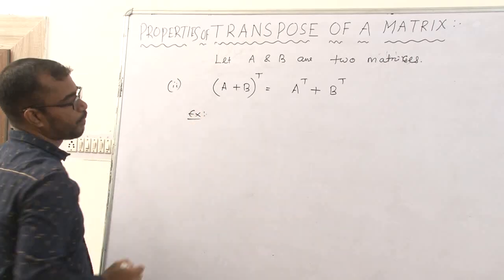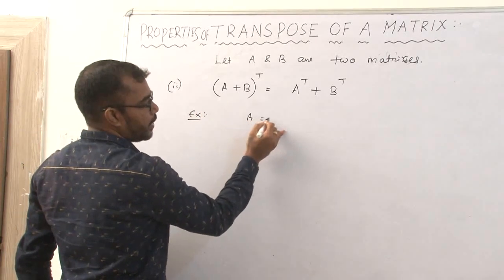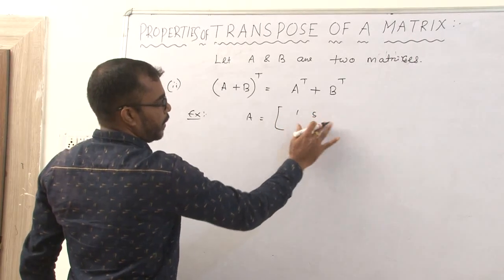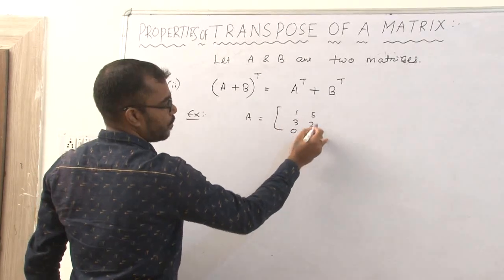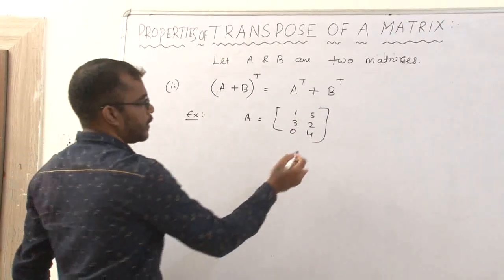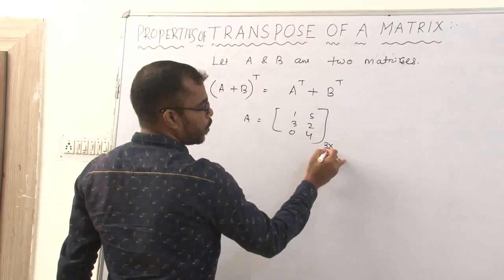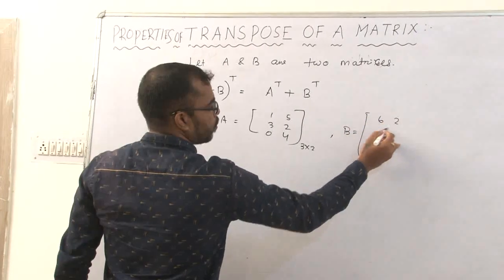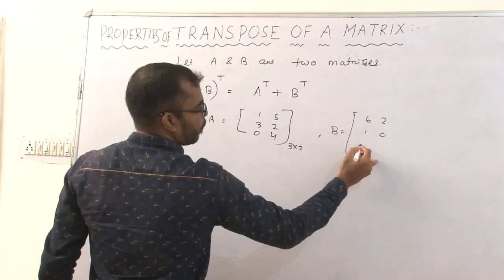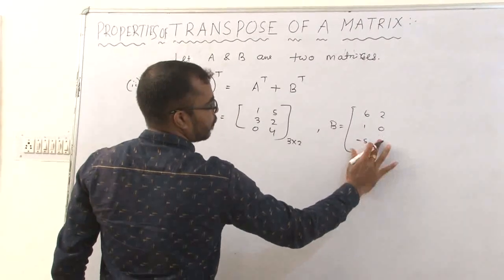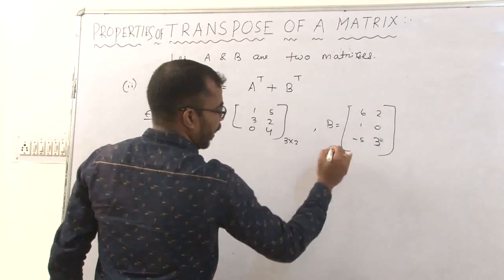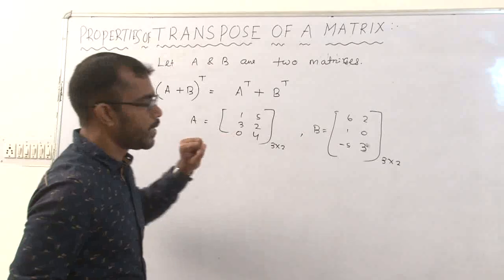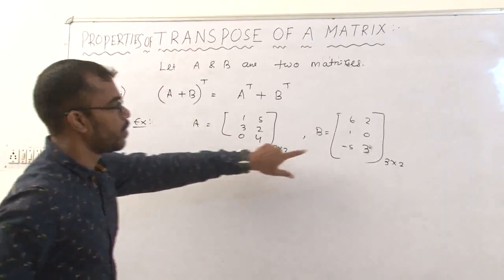Here is the example. Let two matrices, suppose A is the matrix 1, 5, 3, 2, 0, 4, a matrix of order 3 into 2, and another matrix B is 6, 2, 1, 0, minus 5, 3, and its order is also 3 into 2. We take matrices of the same order because we cannot add if the orders are not the same.